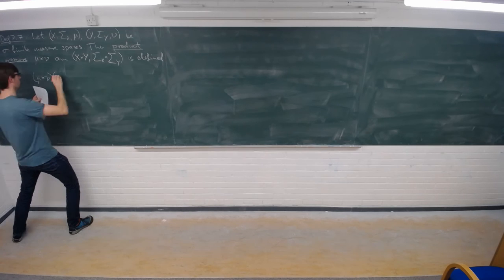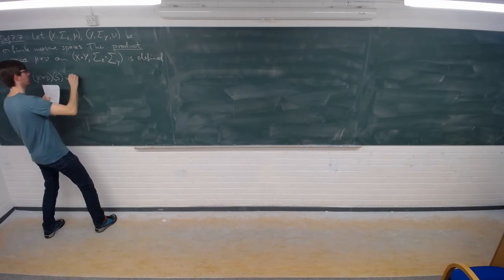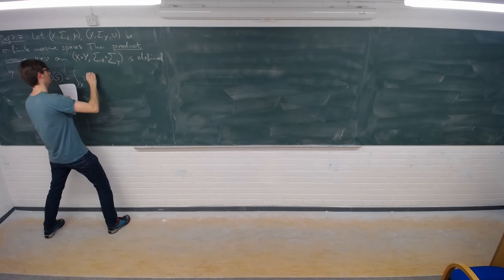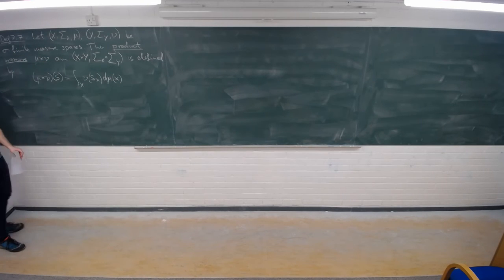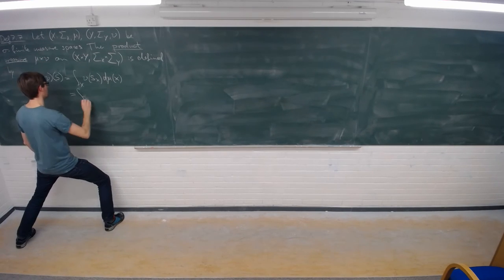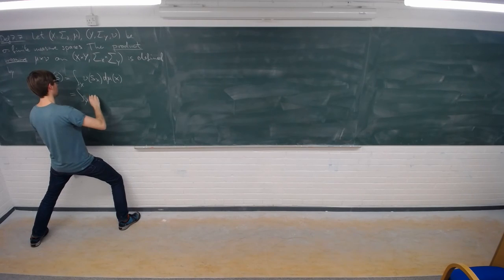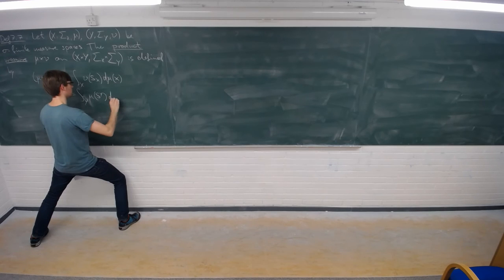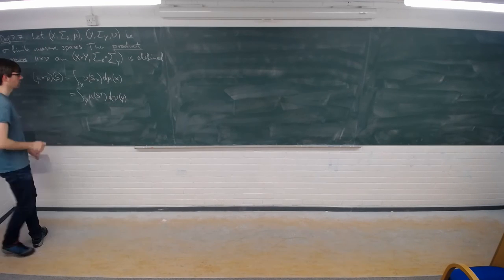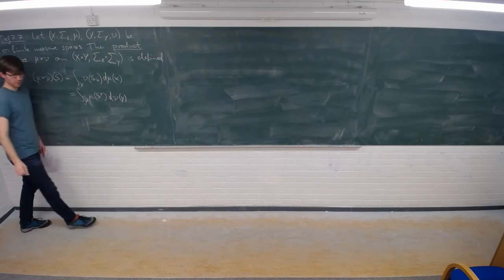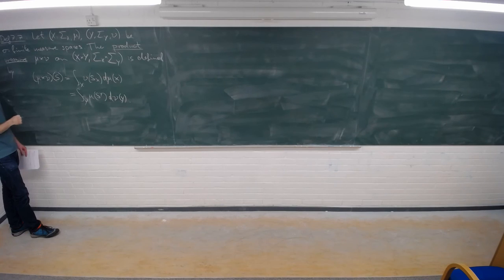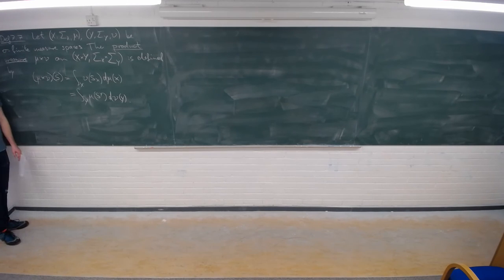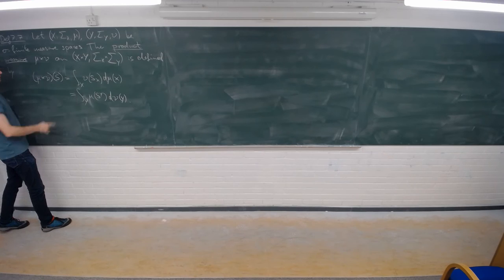μ × ν of the set S is equal to the integral over X of ν(S_x) dμ(x), which is the same as the integral over Y of μ(S^y) dν(y). So this is how we define the product measure of a set in X × Y. And by lemma 7.6, which we just proved, this is well defined, right? These two integrals are actually the same thing.